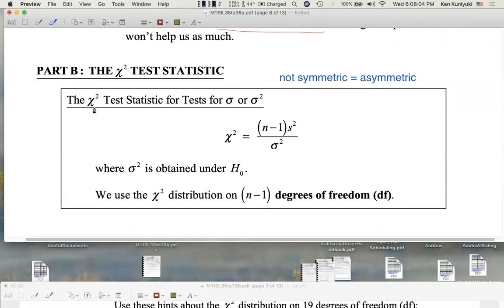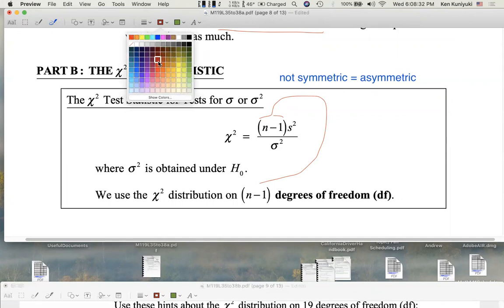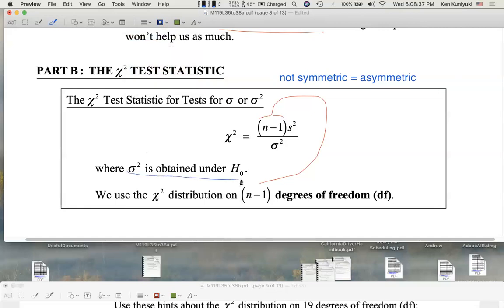test. All right, anyway, the chi-square test statistic for tests for sigma or sigma squared, the underlying theory is basically the same for these two guys. All right, so chi-squared equals, it turns out to be the quantity n-1, which is, by the way, the number of degrees of freedom. That's not quite a coincidence. Right? Times s squared over sigma squared, where sigma is, of course, obtained under the null. It's the reference value. The hypothesized value for sigma squared, or the variance, under the null.